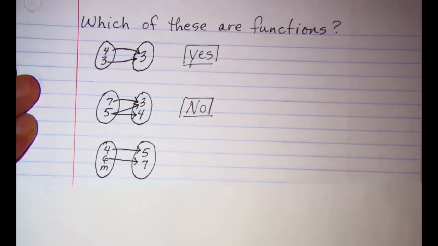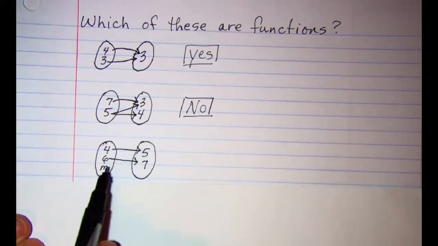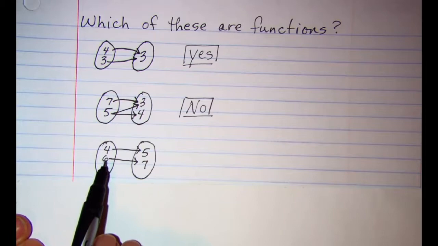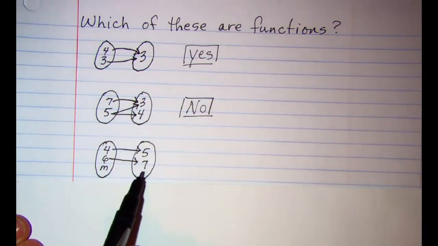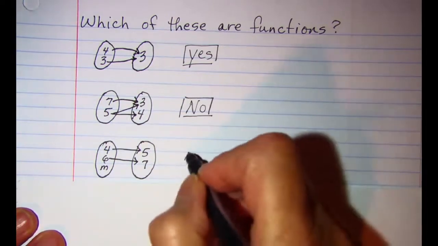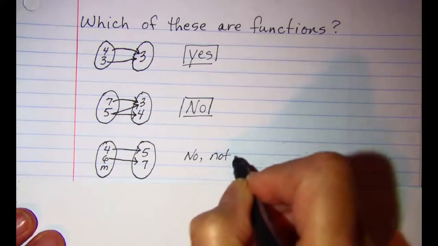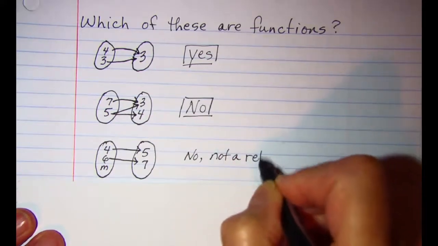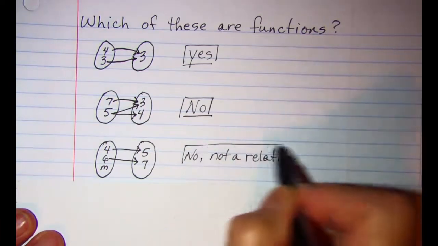All right. On this mapping, we have 4 mapping onto 5. This is okay. 6 mapping onto 7. But notice that this domain element is not mapped onto anything in the range. So this one is not a relation. And remember, you have to have a relation before you can have a function.